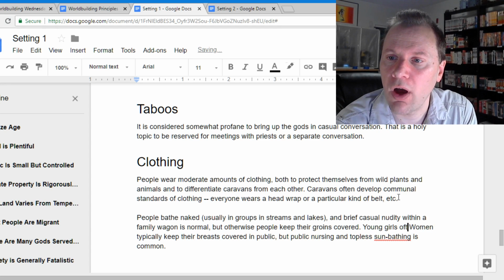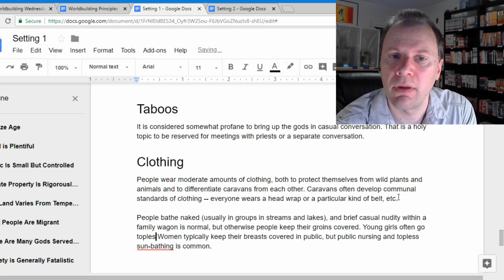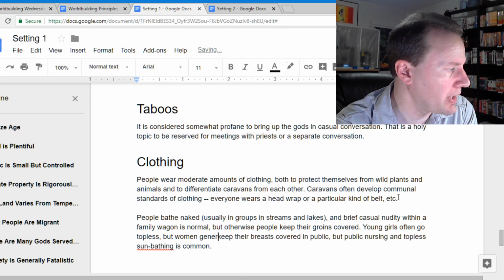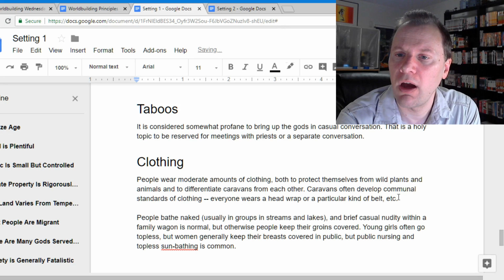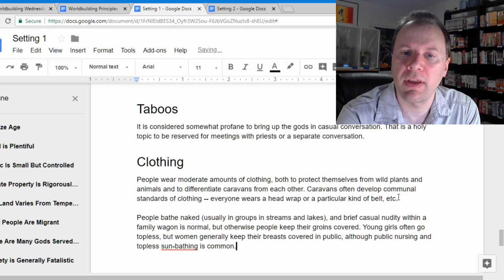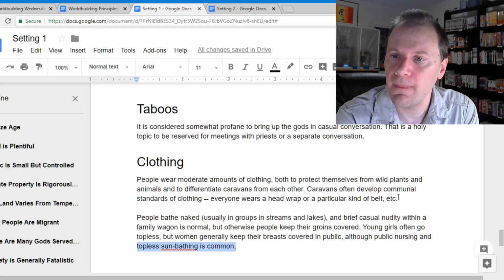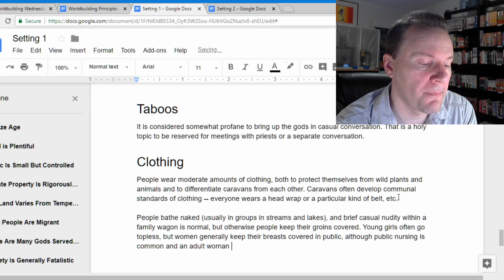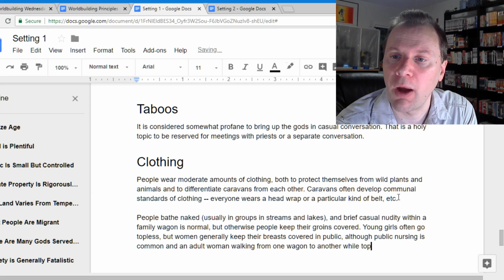Young girls often go topless, but women generally keep their breasts covered in public, although nursing is common, and an adult woman walking from one wagon to another while topless would not excite comment.